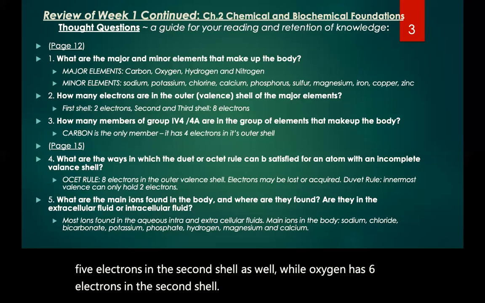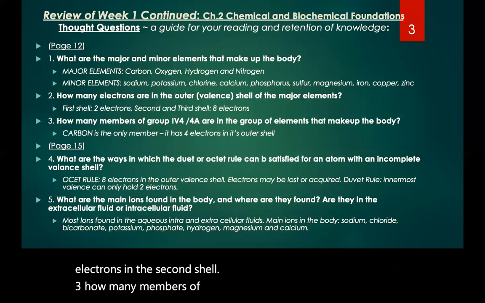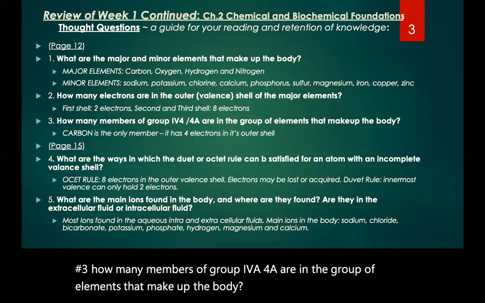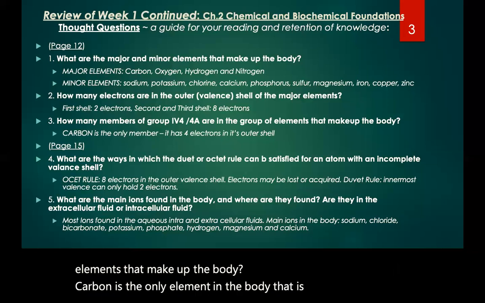Number 3, how many members of group IVA (4A) are in the group of elements that make up the body? Carbon is the only element in the body that is in group IVA, having 4 electrons in its outer shell.